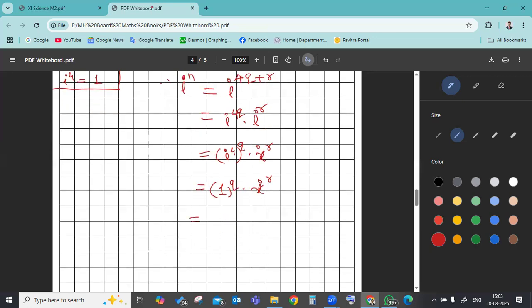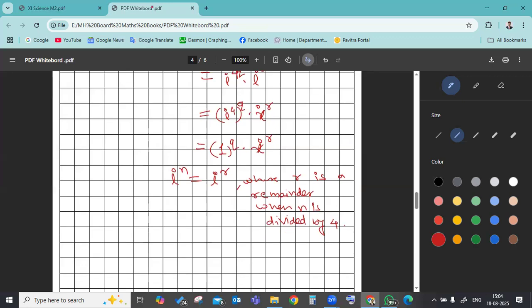So i raised to N is equal to i raised to R, where R is the remainder when N is divided by 4. R is remainder when N is divided by 4.